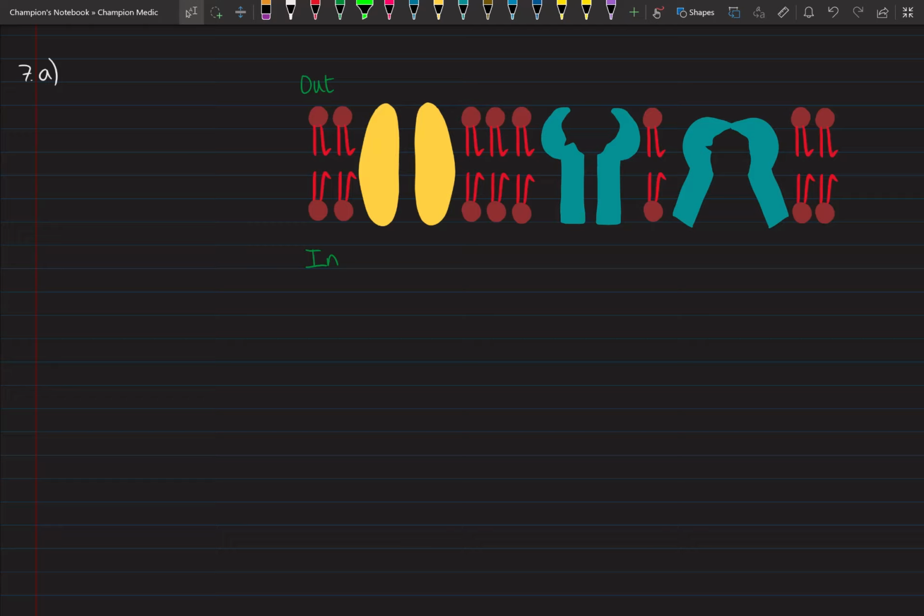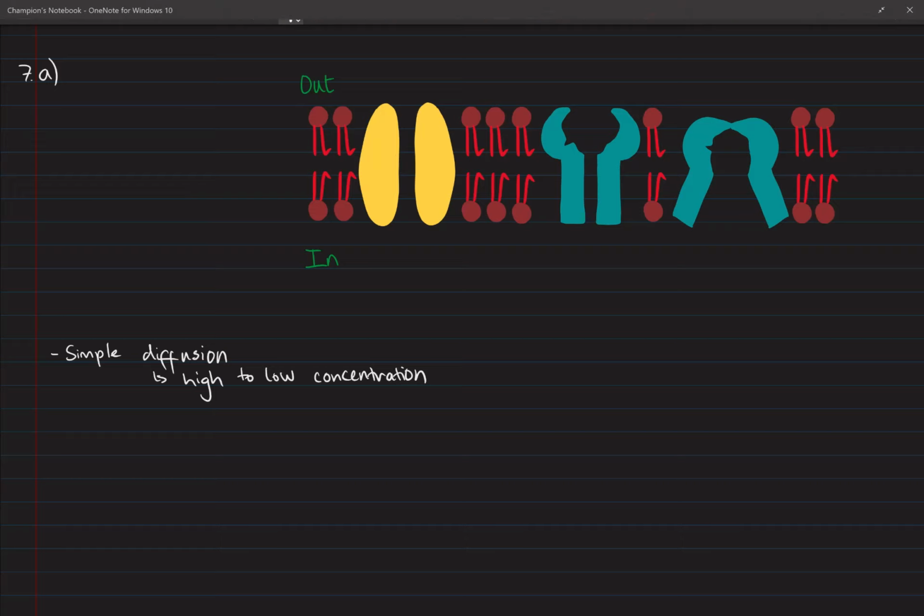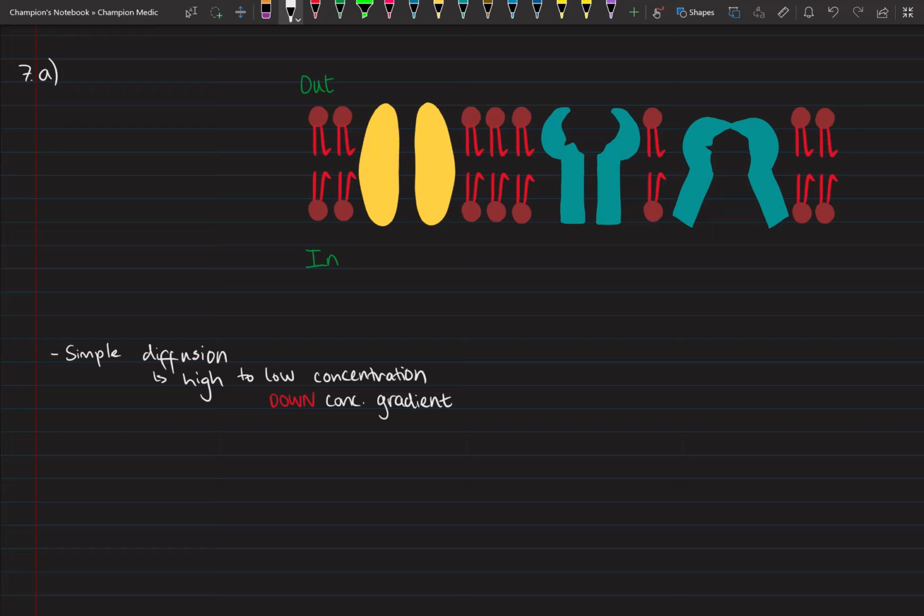So start off simple with simple diffusion. We know that simple diffusion is the movement of particles from an area of higher concentration to an area of lower concentration, and that process takes place down the concentration gradient. For example, in this question you can give an example which can get you a mark. An example is small molecules which are lipid soluble can diffuse through the phospholipid bilayer, which is the diagram you can see in the video, and that goes down the concentration gradient.